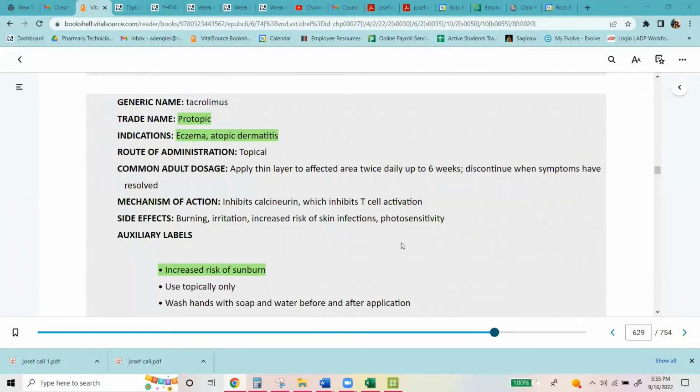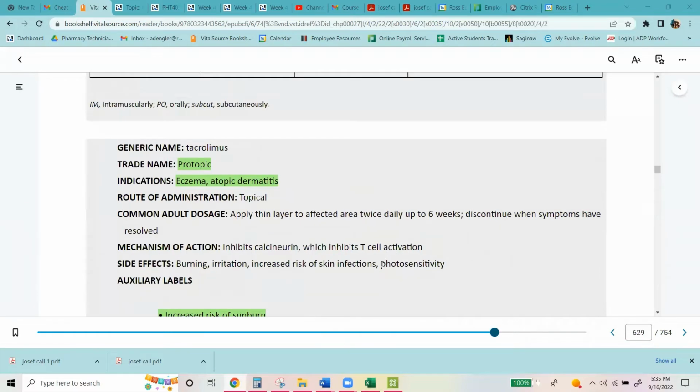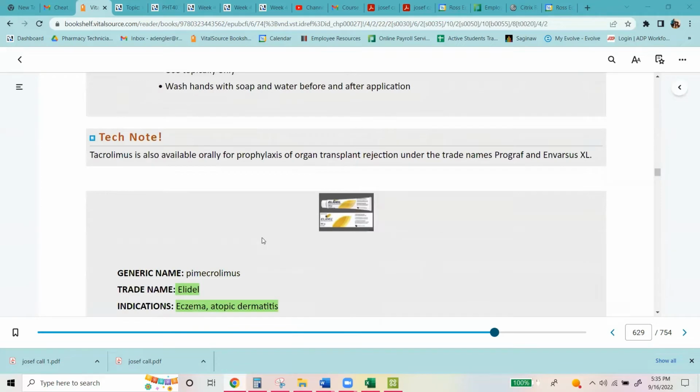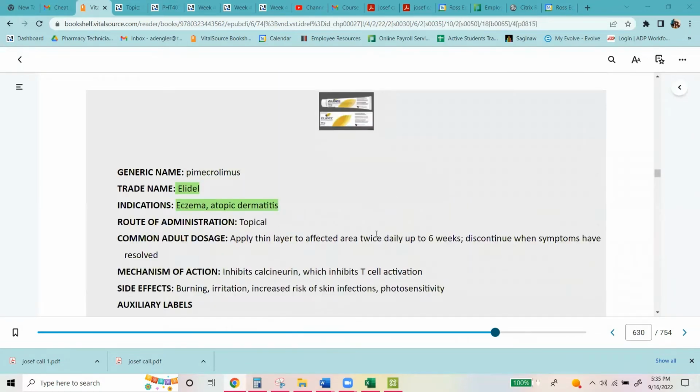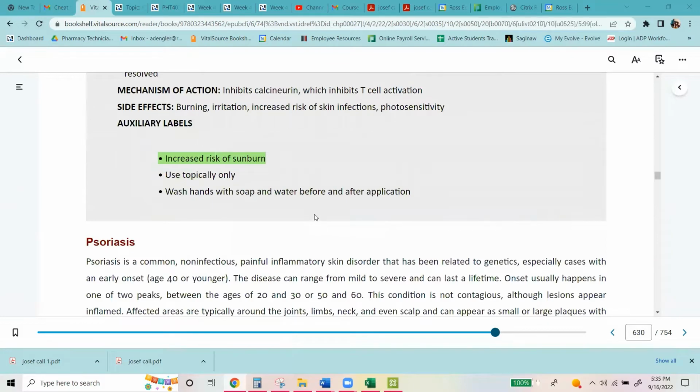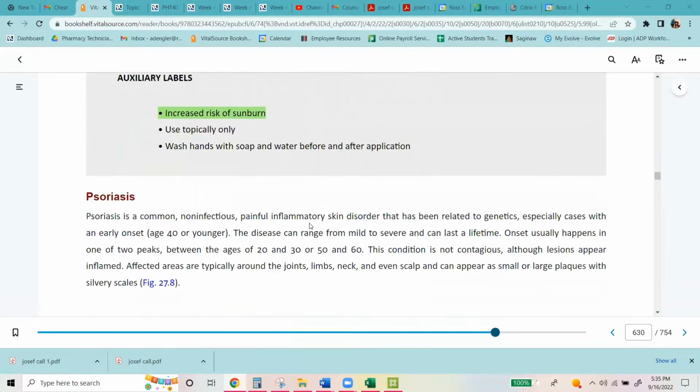One of the side effects is increased risk of sunburn, meaning if you put this medication on topically and then you go outside, you're going to get burnt more easily than you would normally. And if you already are a person that gets burnt pretty easily, you definitely do not want to go outside with this on your skin. And also the medication Elidel has the same risk, as do many of these medications.